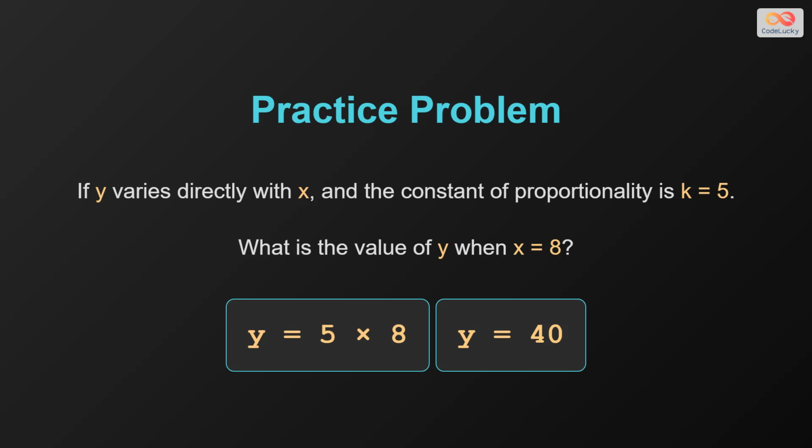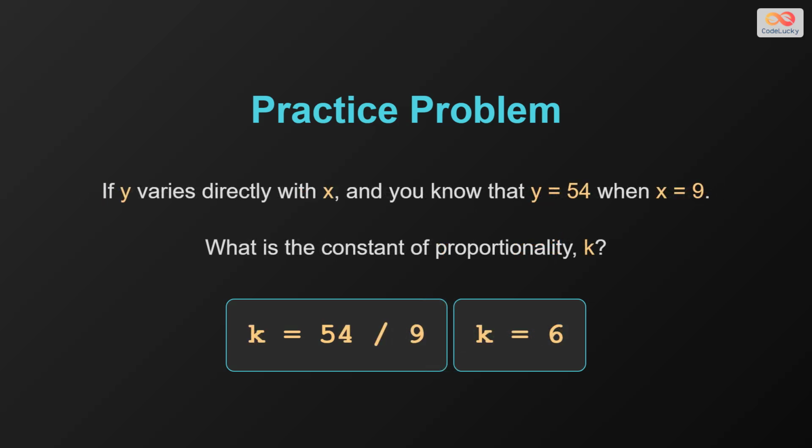Let's try a practice problem. If y varies directly with x, and the constant of proportionality is 5, what is the value of y when x is 8? We use our formula, y equals 5 times 8. This gives us a result of y equals 40.